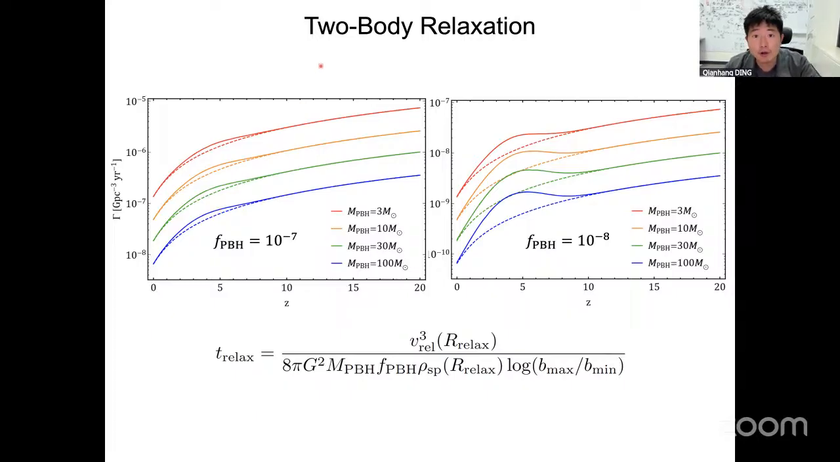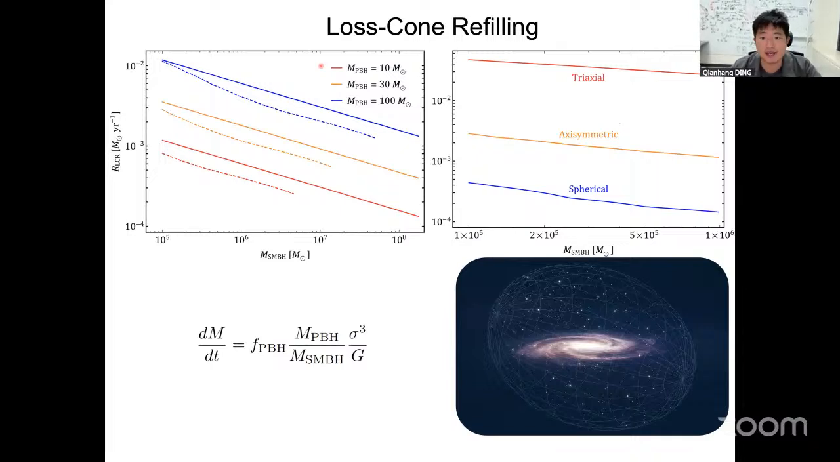However, we have another mechanism to increase the dark matter spike density, the so-called loss cone refueling. That is the gravitational attraction from the supermassive black hole, which will keep attracting the PBHs in the surrounding and increase the PBH mass around the supermassive black hole. But this loss cone refueling is very complex and needs a lot of theoretical and numerical study. For example, for different shapes of the dark matter halo, such as axisymmetric or spherical, the loss cone refueling rates are different.